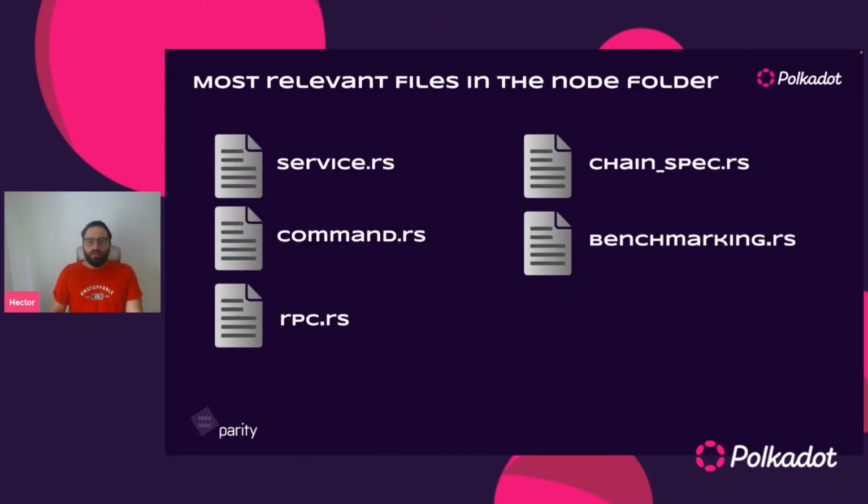If we get into the node folder, there are a couple of pre-existing files, which are the files that perform everything that was described before. So we have the service file, the command, the chain spec, benchmarking, RPC. And then there are some others, like lib.rs, where modules are exported, more related to the Rust modules.